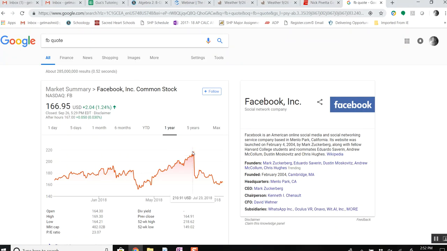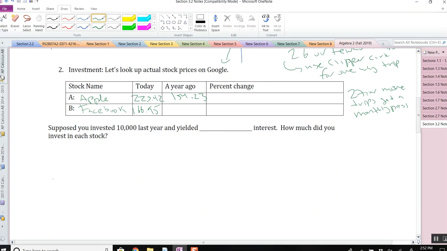So some crazy stuff has happened. But if we look at it a year ago, it actually hasn't. It's down. It's crazy. 167.68. So it's actually higher at this time a year ago. That's interesting, given how Facebook has grown tremendously, but they've had some problems.